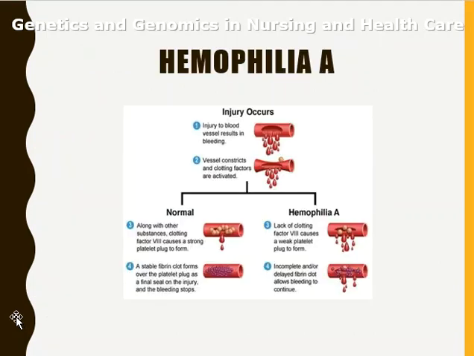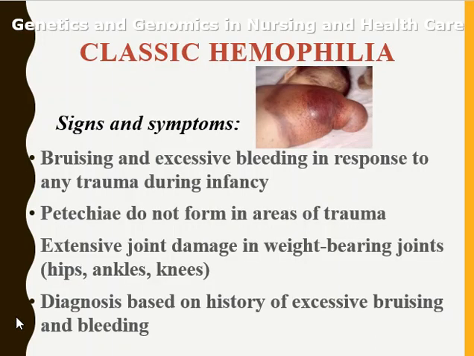So here's a picture of it. On the left, you've got an injury with a normal response, and then on the right, you've got what is occurring if they have hemophilia A, which is classic hemophilia. Hemophilia B is what was referred to as Christmas disease. Just FYI there. So classic hemophilia: bruising and excessive bleeding in response to any trauma during infancy.